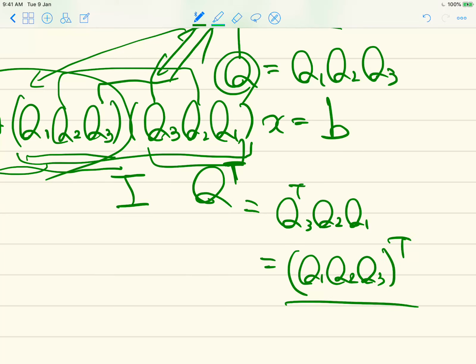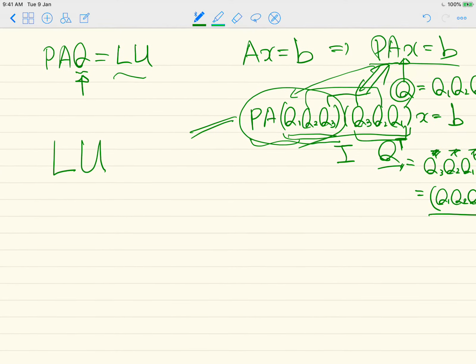So in this case, it should originally have this transpose sign, but this column permutation or row permutation is always a symmetric matrix. So if we flip them along the diagonal elements, it will give us the same result. And so we can just omit this part, right? And so we can conveniently write it in this form: PAQ is changed into LU, and then it is Q transpose x is equal to b.